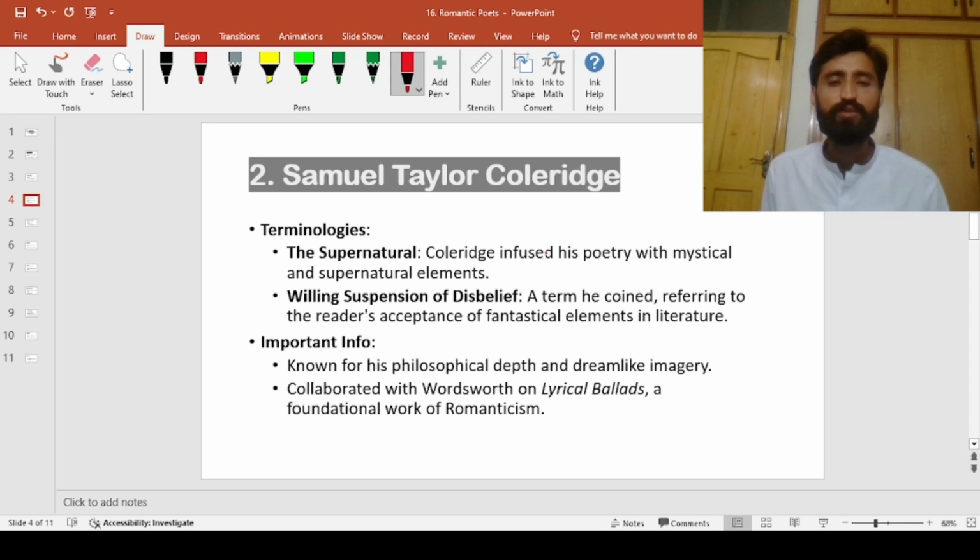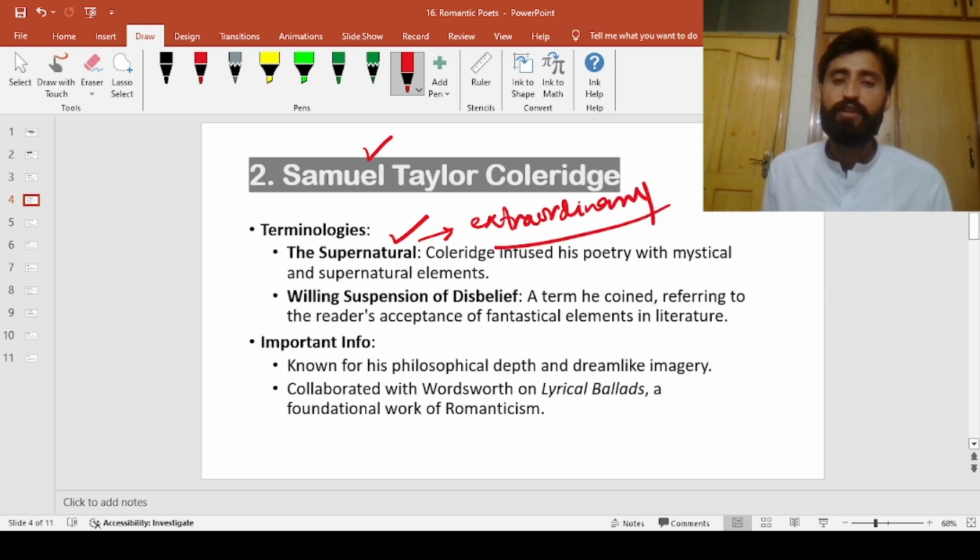Now let's talk about another one, that is Samuel Taylor Coleridge. Now, the supernatural. Coleridge infuses poetry with mystical and supernatural elements. Supernatural elements means something that is extraordinary, okay? Like above the strength or power of humans. So another terminology that he's associated with is willing suspension of disbelief, a term he coined referring to the reader's acceptance of fantastical elements in literature.